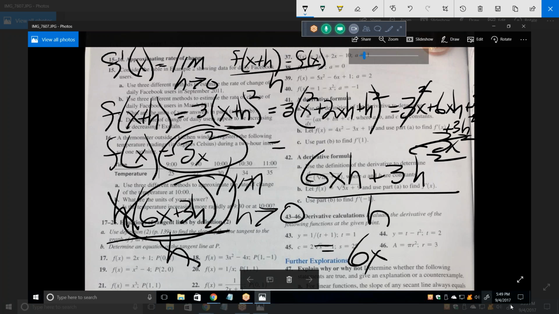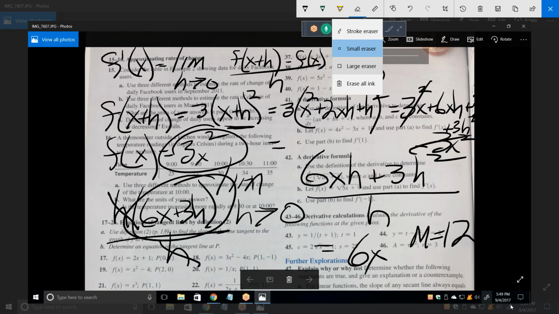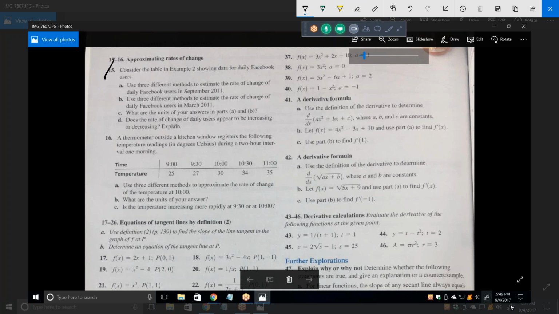Okay. Now, our point was a equals 2. So what's the slope of my tangent line? Is it just 12? Okay, so I'm going to erase all of this. We know slope is 12.